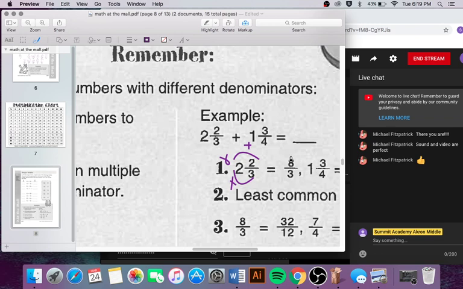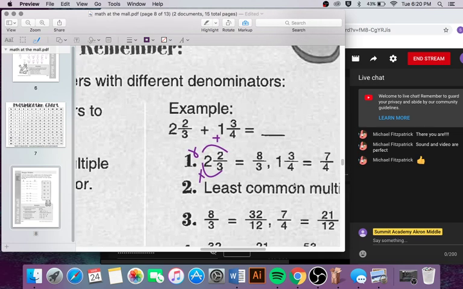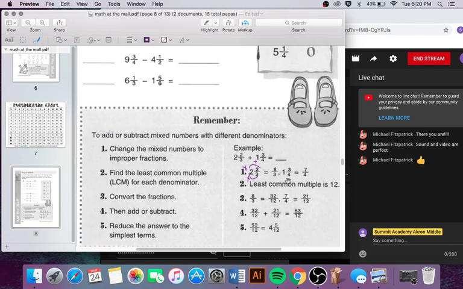Then the denominator stays the same as 3. So for the next one, we have 1 3/4. We're going to multiply 4 times 1, which is 4, and then add 3. 4 plus 3 is 7. And then you put that over the denominator of 4.